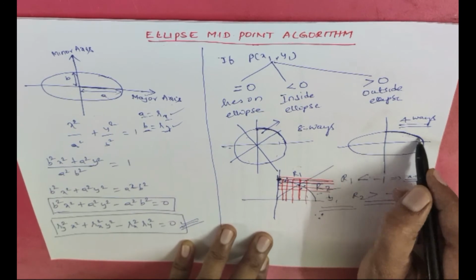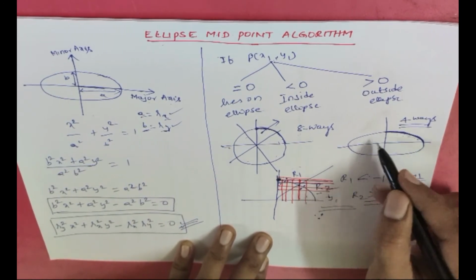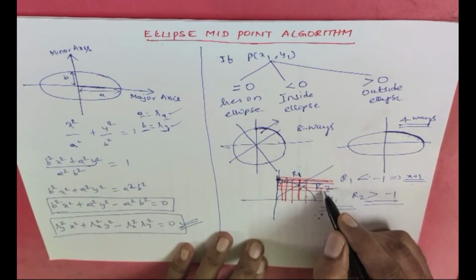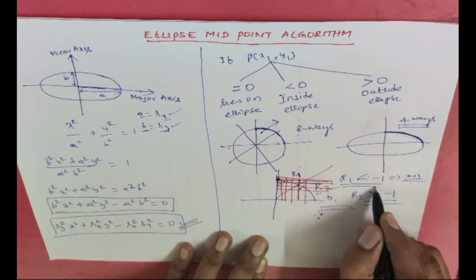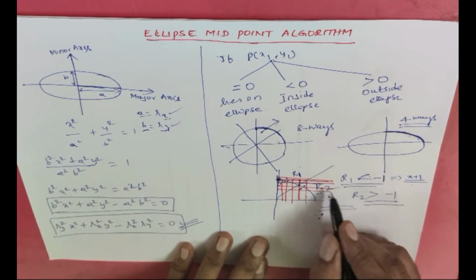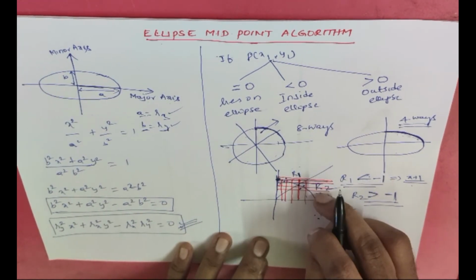So we need to find the first quadrant in full. Then only can we substitute the rest of the values. In the quadrant, the quadrant can be divided into two regions, R1 and R2. In the first region, the slope of the curve will be less than -1, and in the second region, the slope will be greater than -1. So there is a difference between region 1 and region 2.